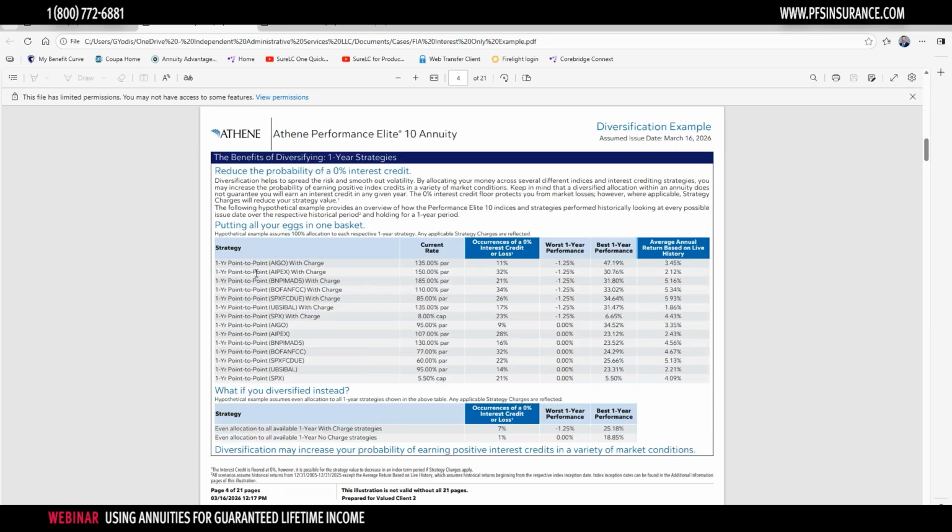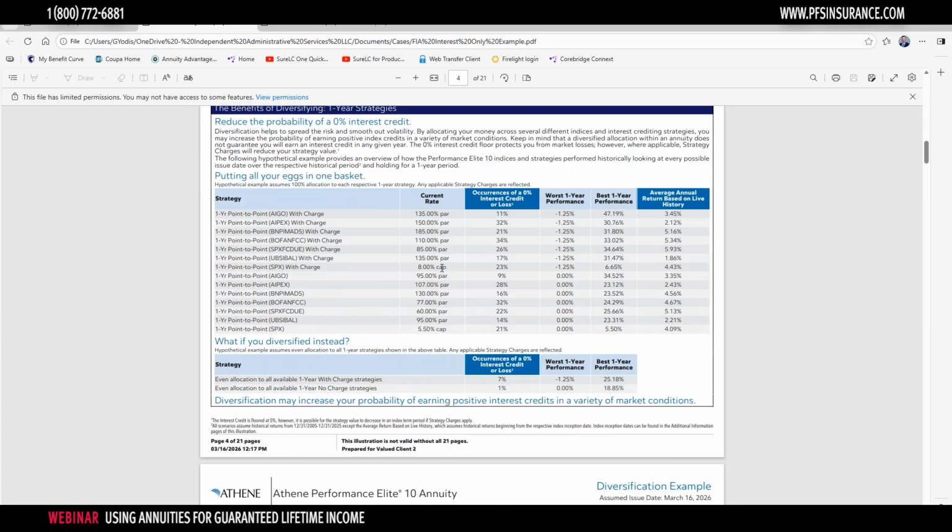And so here's the different, as we all know, the different options for the indexes. So you can choose any of these. Some have participation rates, some have caps. And we covered the difference between participation rate and caps in our previous Annuity 101 webinars. But you can definitely use that, and you're not locked into that after the 1-year segment. You can always change if the client wants to, or you want to change the allocation for the client. But for simplicity's sake, we use the S&P 500.